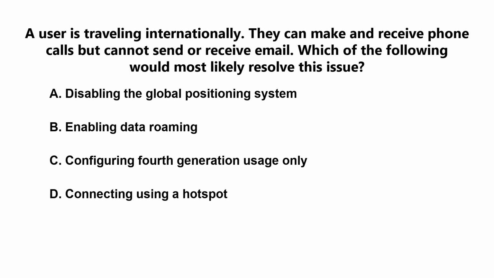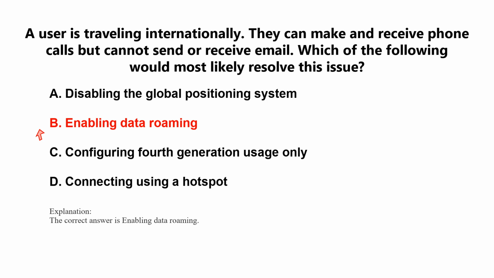Question 23. A user is traveling internationally. They can make and receive phone calls but cannot send or receive email. Which of the following would most likely resolve this issue? Option A, disabling the global positioning system. Option B, enabling data roaming. Option C, configuring fourth generation usage only. Option D, connecting using a hotspot. The correct answer is option B, enabling data roaming.